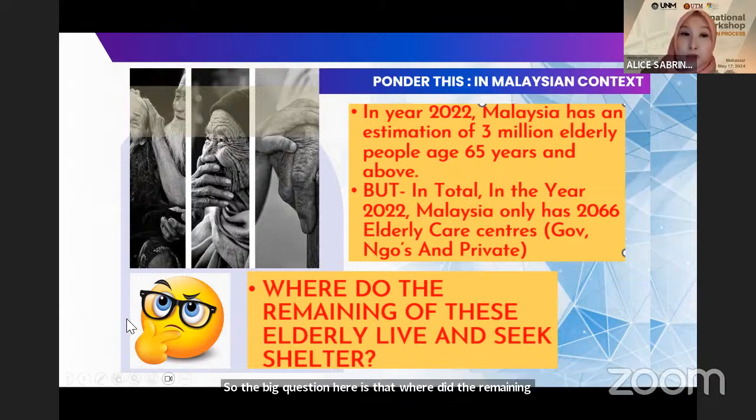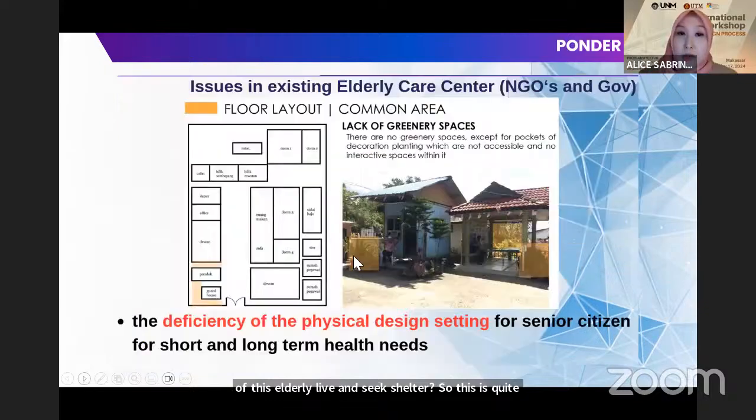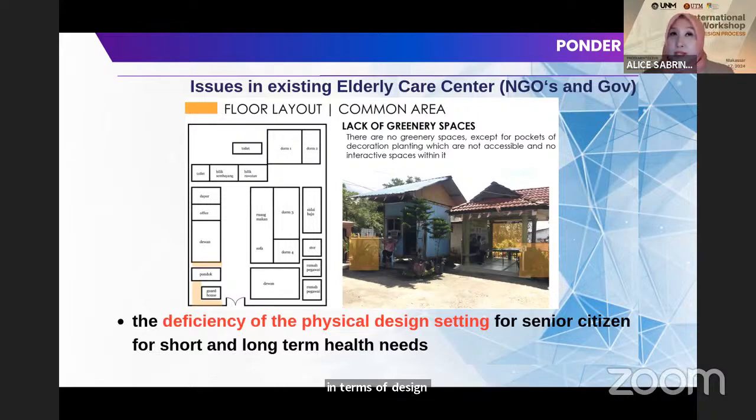This is quite an issue, and it also involves the design process. If you look into the current condition of elderly care centers in Malaysia, and I'm taking an example from my own country, we still have a problem in designing the layout of our elderly care centers. Why? Because there is no sense of cultural values and no sense of empathy in the design. And when we talk about this design, the idea always comes from what we know as a top-down approach.